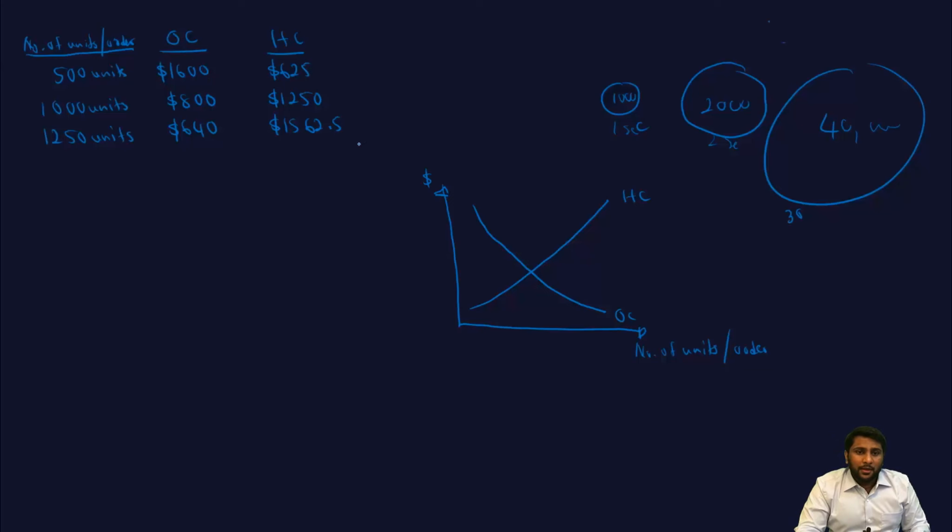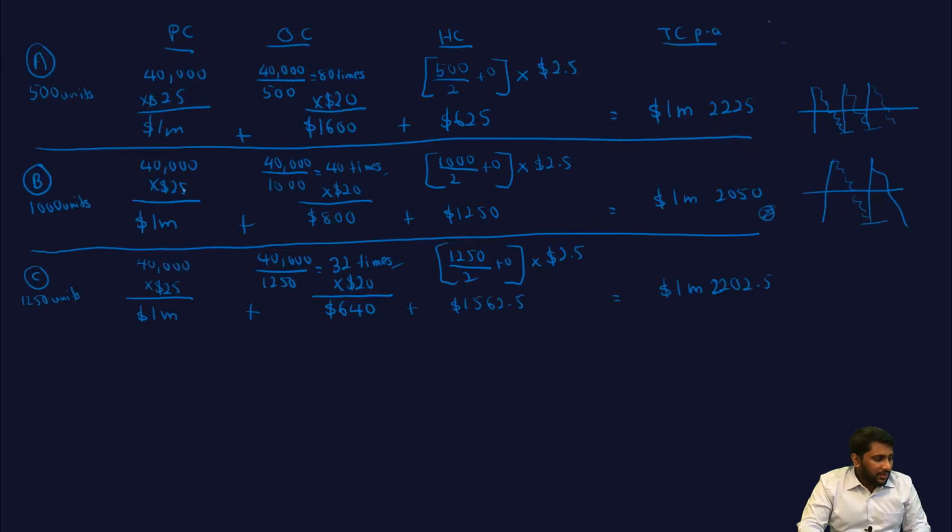Okay. Now these are the three opinions given by the managers. According to manager A, total cost is 1,022,25. According to manager B, 1,002,050. According to manager C, 1,002,202.5.